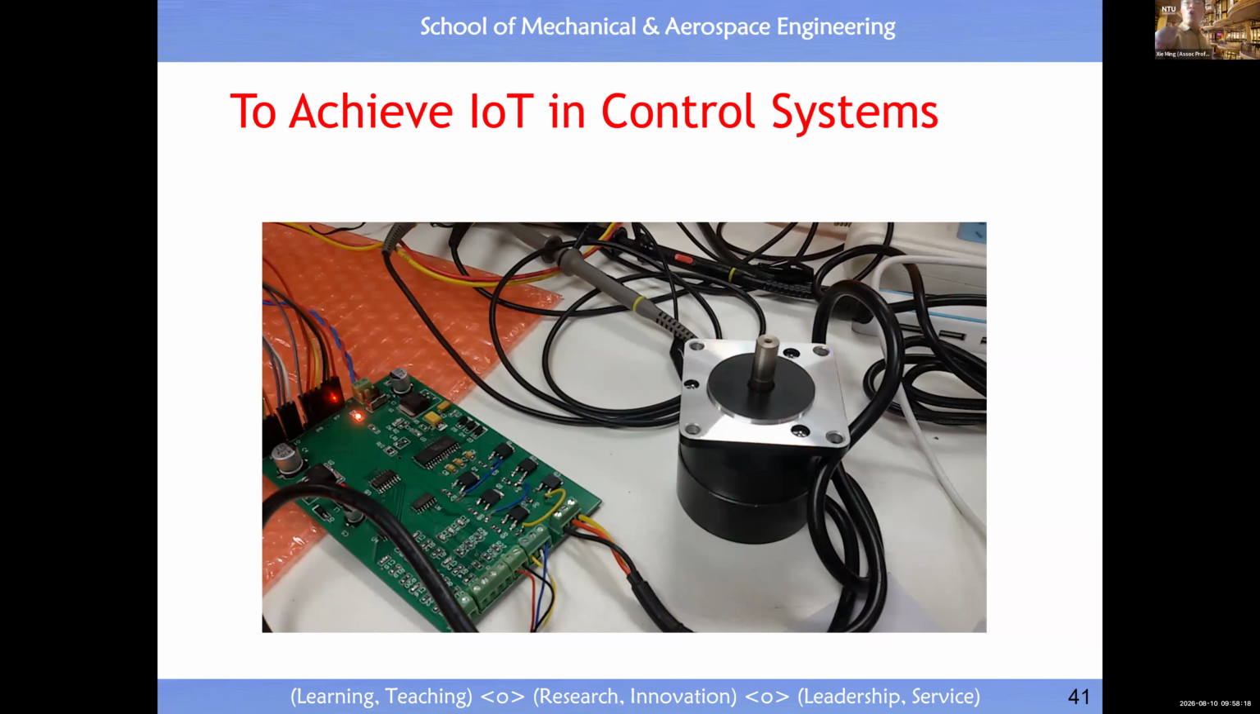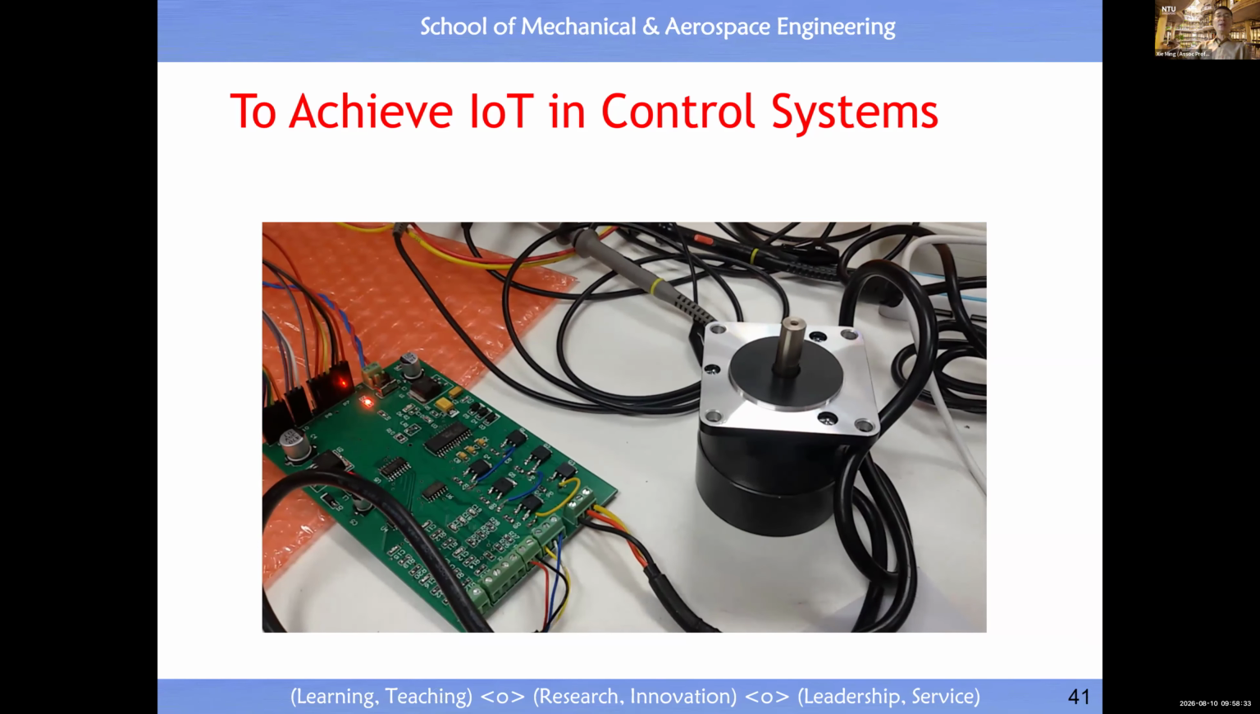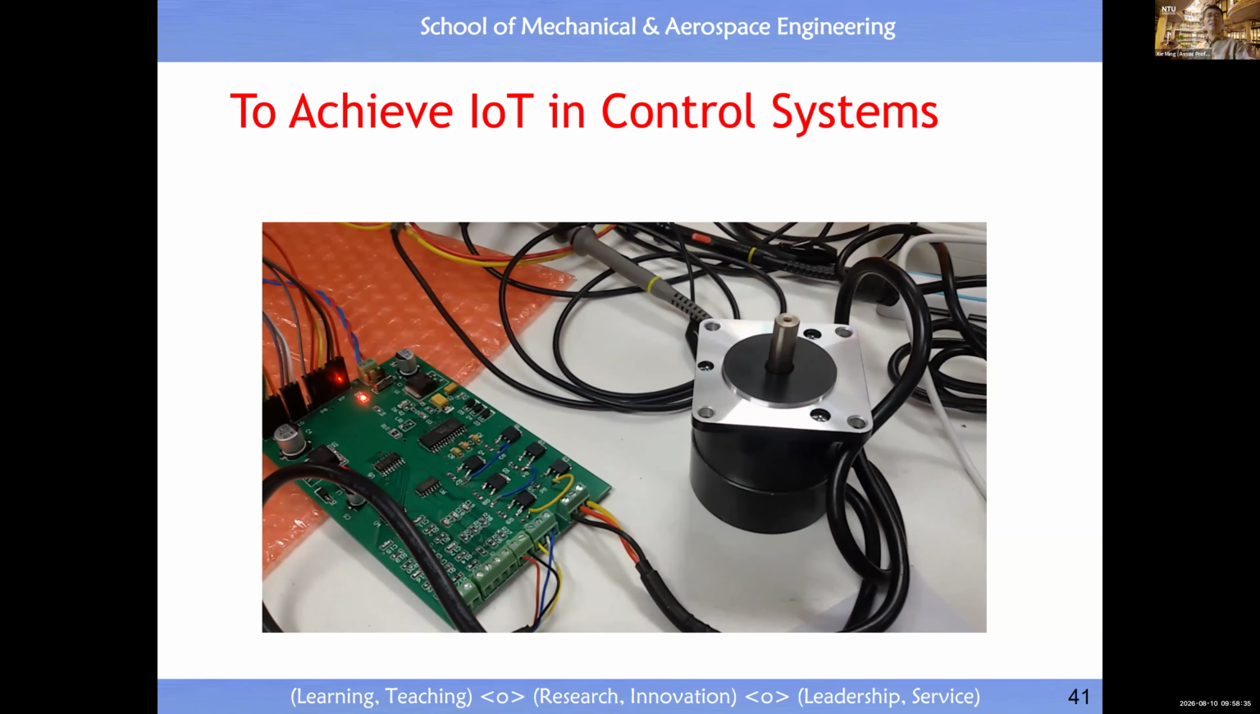Okay. Then for control systems, if you look at the control of the machine, again we need to have a microcontroller. And from this picture, you see the PCB, right? Which contains the microcontroller, to control the motor. So you need the microcontroller. Okay, I just play a little bit.